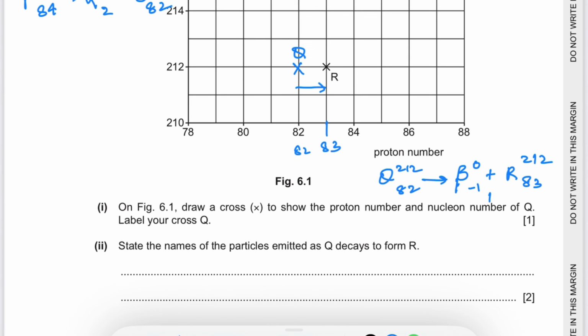as well as emitting electron and neutrino particles. So you're supposed to mention that over here. Beta minus or an electron. I prefer to write electron over here with an electron antineutrino.